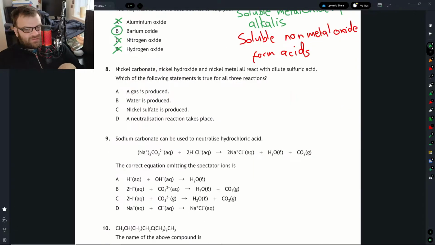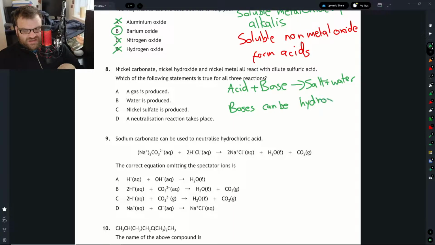Next up, here we're talking about reactions of acids with different chemicals. One reaction we need to know about is acid plus base makes salt plus water. 3 main types of bases. Those would be hydroxides, oxides, and carbonates. What I'm noticing here is that 2 of the chemicals are bases.